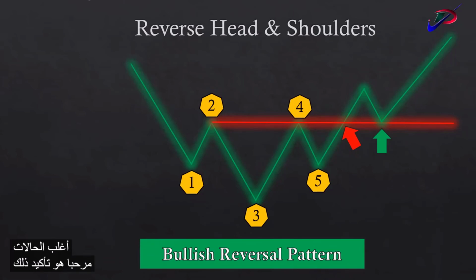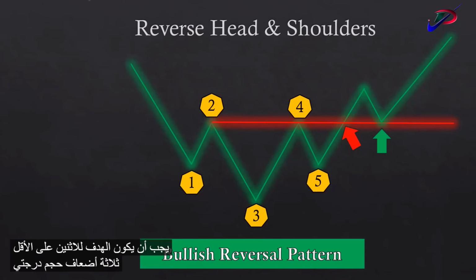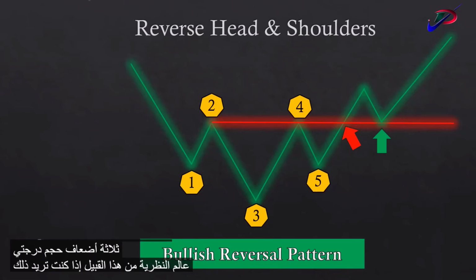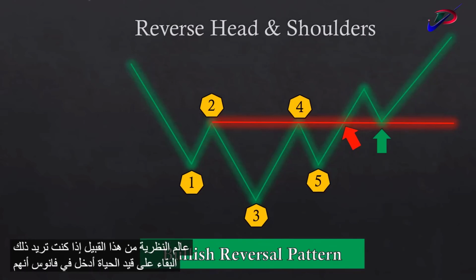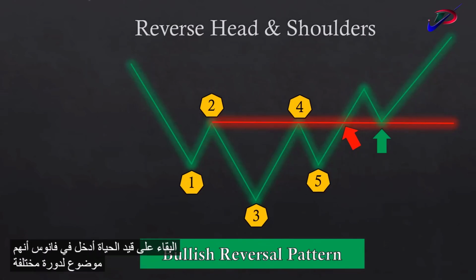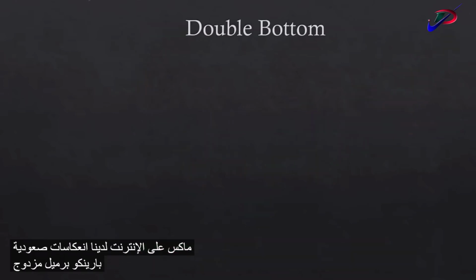Not always though. This confirmation of the demand zone might not happen if we are dealing with a reverse head and shoulders that has a downsloping neckline that is too steep. The target for the trade must be at least 3 times as big as the stop. You must maintain a risk-reward like that if you want to survive trading in the long term, but that's a subject for another course.